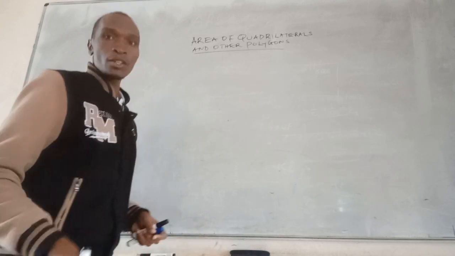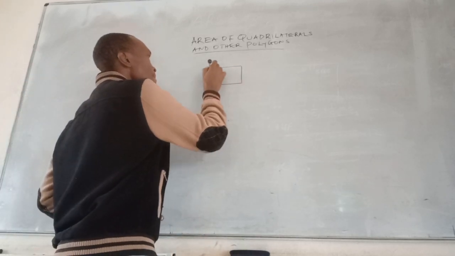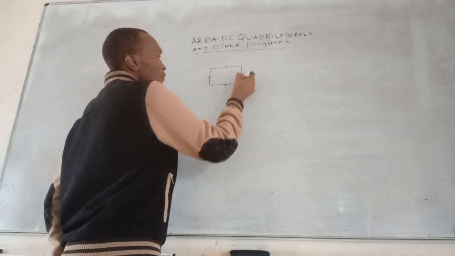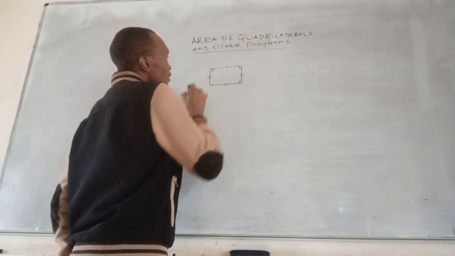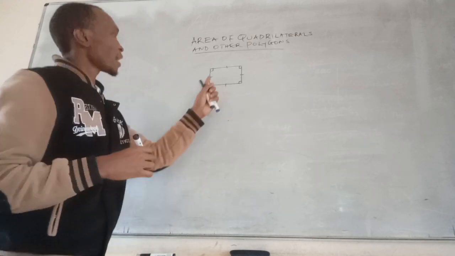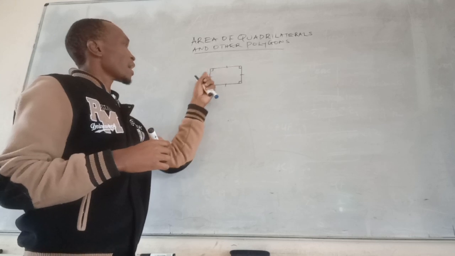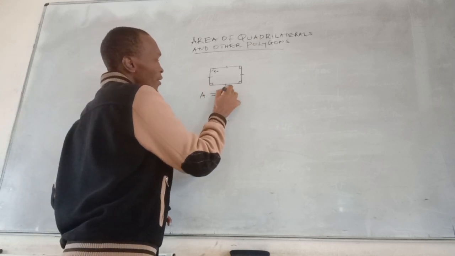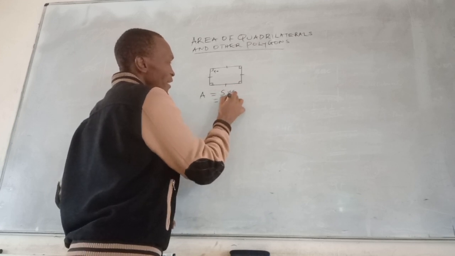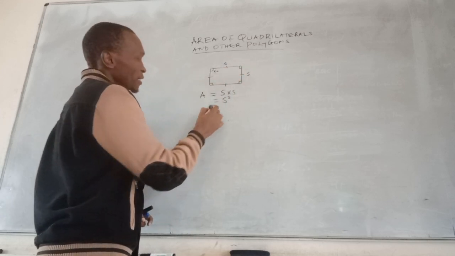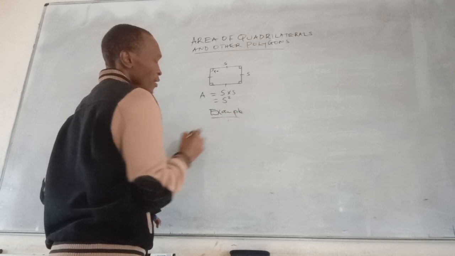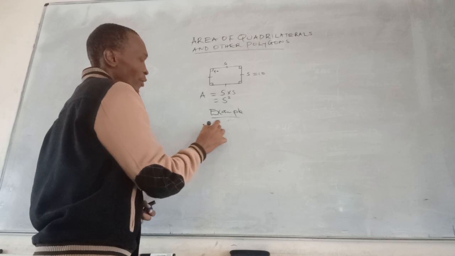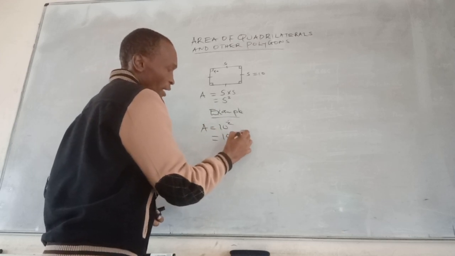Now the next quadrilateral is a square. All the sides of a square are equal, and also the lines of these sides meet at 90 degrees. So the area of a square equals S times S, which is the same as S squared. So if this is S, this is S. An example: you find the area of a square whose side is equal to 10. So area will be equal to 10 squared, which is going to be 100 square units.